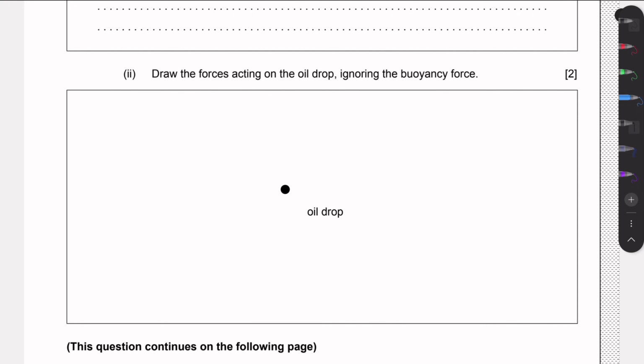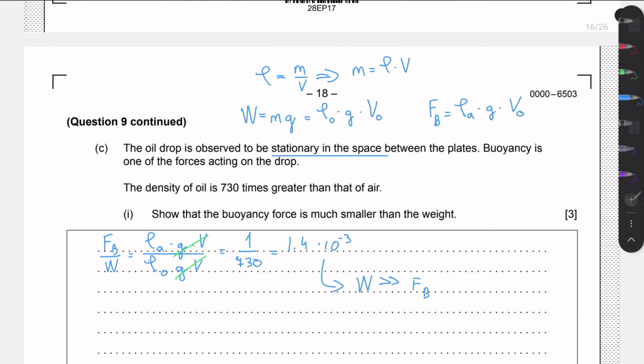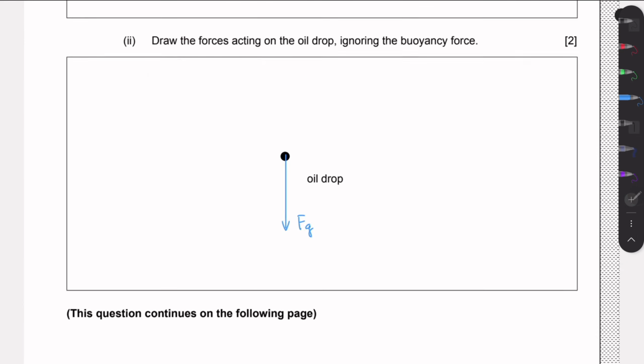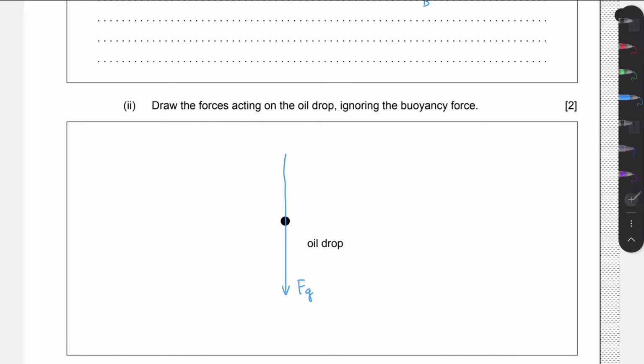Now we need to draw the forces. Well, we know that we have the weight force, gravity acting on it, or just Fg or W, and we know it's stationary, and we know it's charged, and it's in between charged plates. So through this reasoning, we also know there must be an upwards electric force, and these two have equal lengths because our drop is stationary, and if it's stationary, it means that the net force must be 0.